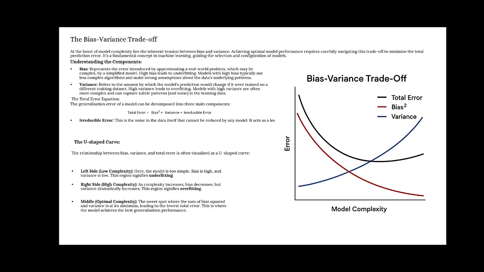Now if we look at the right side, we can see a U-shaped curve. On the left side of the graph where model complexity is low, the bias is high, the red line, and the variance is low. This is a region of underfitting. As we move to the right, with increasing model complexity, the bias drops, but the variance increases dramatically, the blue line. This is a region of overfitting. The sweet spot is in the middle, where the black line representing the total error is at its lowest point. This is where we find the optimal complexity and the best possible model performance.